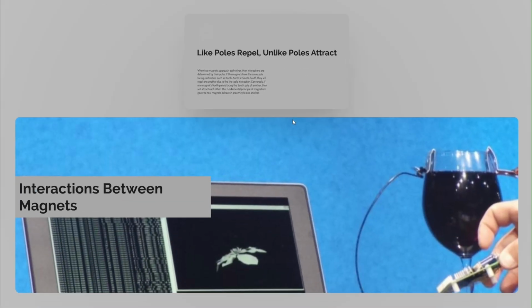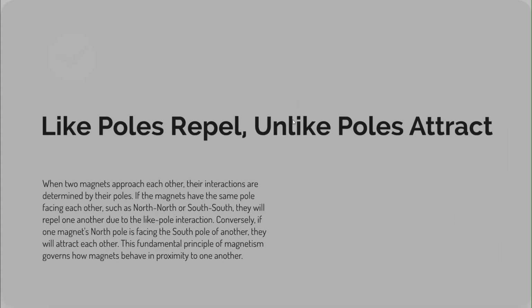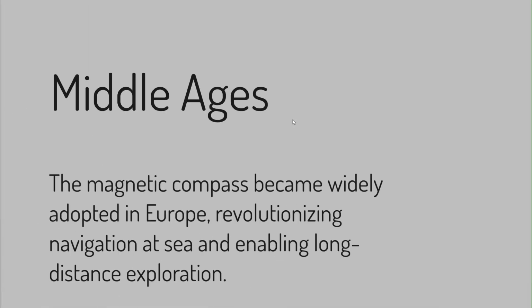Okay, so, like poles repel, unlike poles attract. In the previous slide, I already discussed that when two magnets approach each other, their interactions are determined by their poles. So, there are a north pole and a south pole. If the magnets have the same pole facing each other, such as north pole or south pole, they will repel each other due to like pole interaction. North and north poles will repel each other. But conversely, if one magnet's north pole and the south pole of another are facing together, they will attract each other. This fundamental principle of magnetism governs how magnets behave in proximity to one another. This is already shown in the previous slide.